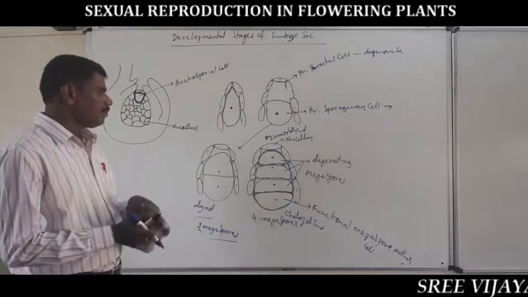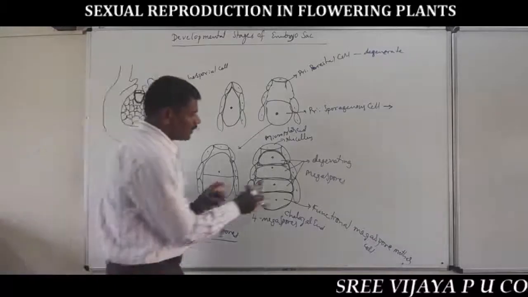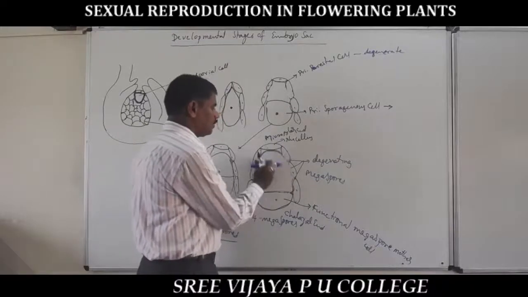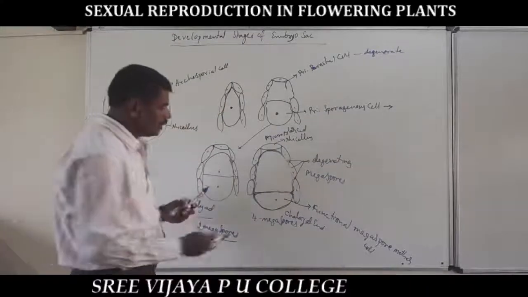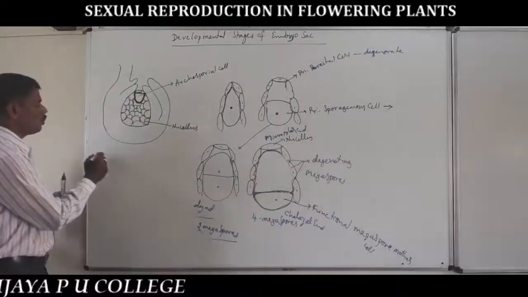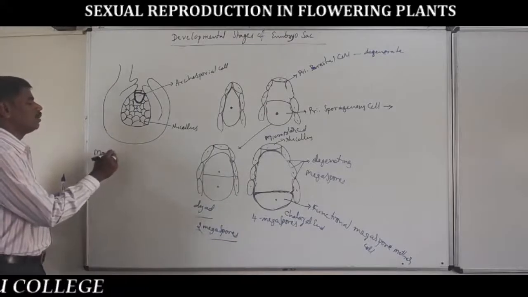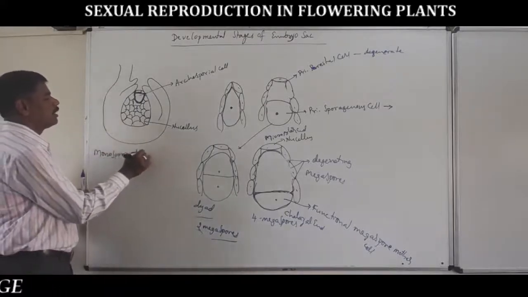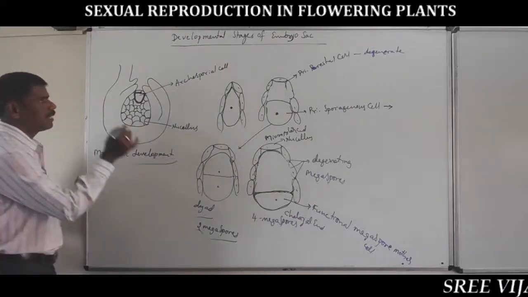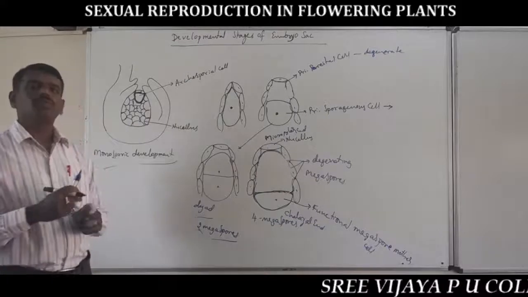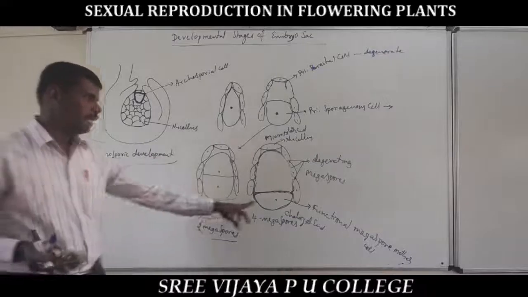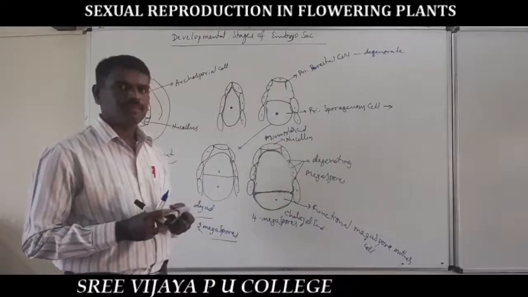Here, what we have discussed is one functional megaspore and these three degenerate. That is monosporic development. Monosporic development is the only one important for our syllabus. Monosporic development is nothing but the complete embryo sac developed by only one functional megaspore.